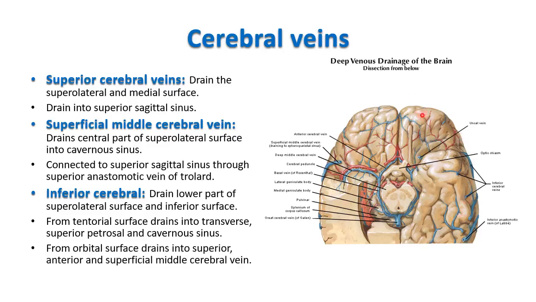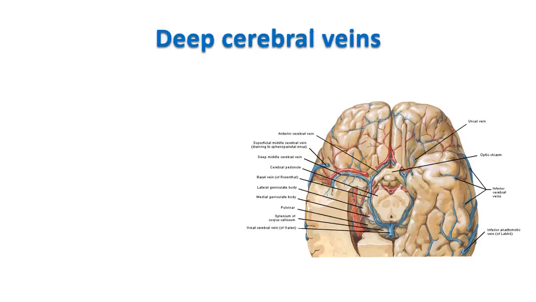From the orbital surface, you have anterior cerebral veins which drain your orbital surface. Then also the superficial middle cerebral vein, which we have already seen. So this mainly drains your orbital surface.